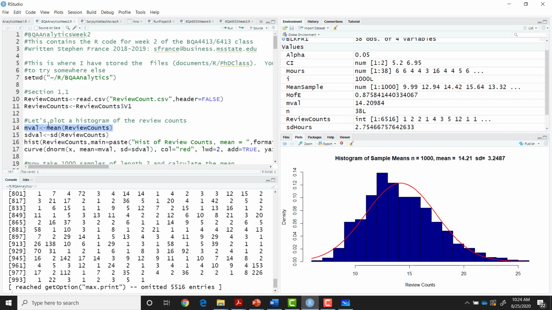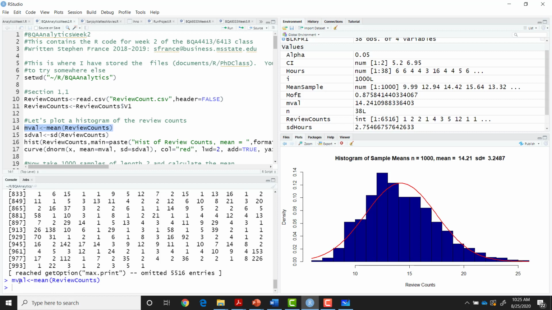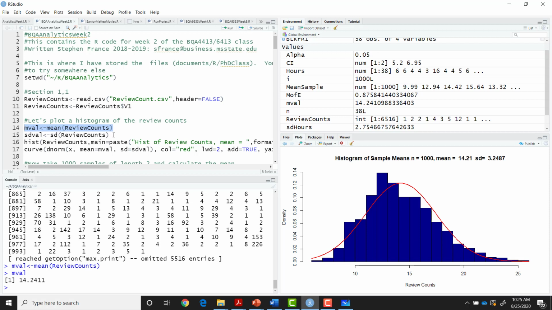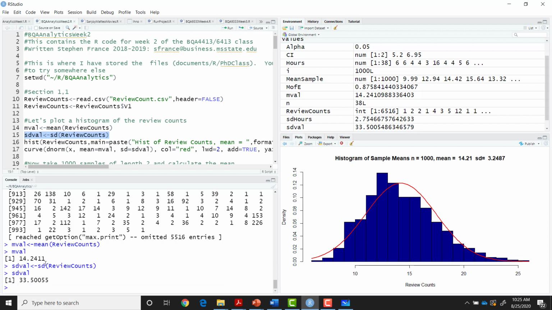First, we'll calculate the mean. The important function here is mean. This just calculates the mean of any vector of data. So mval is the mean of the review counts, and that's 14.24. And we also have the standard deviation, and that's 33. And what we're going to do is draw a histogram.